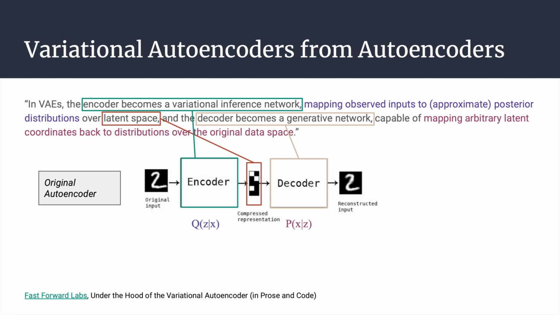In VAEs, the encoder becomes a variational inference network, mapping observed inputs to approximate posterior distributions over latent space. And the decoder becomes a generative network, capable of mapping arbitrary latent coordinates back to distributions over the original data space.